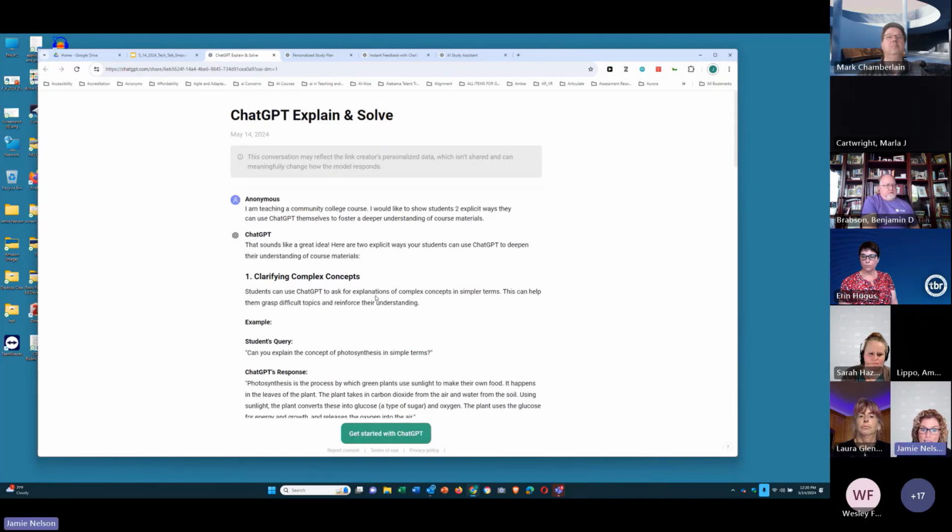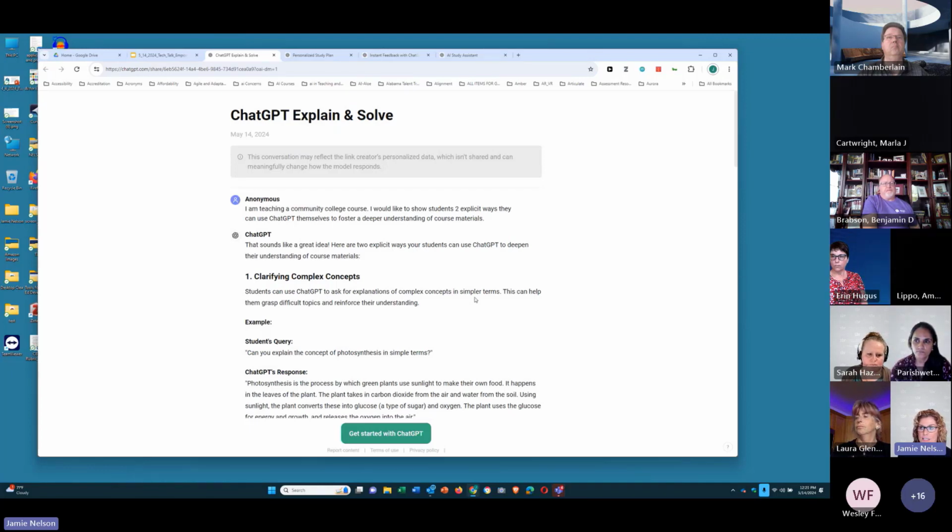Students can use ChatGPT for explanations of complex concepts in simpler terms. That's really great. We've got a prompt on a later slide that a student could plug in that says something like, explain this topic like I'm 15 years old. Explain this topic like I'm 10 years old. And it will come back and make things much more simple.